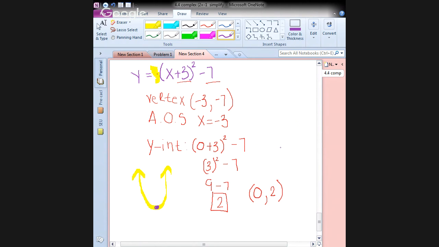I could also ask you for the domain and the range. So the domain is always going to be the same, and I'll put this over here, I'll squeeze it in. It's always all real numbers, so from negative infinity, that's my below.